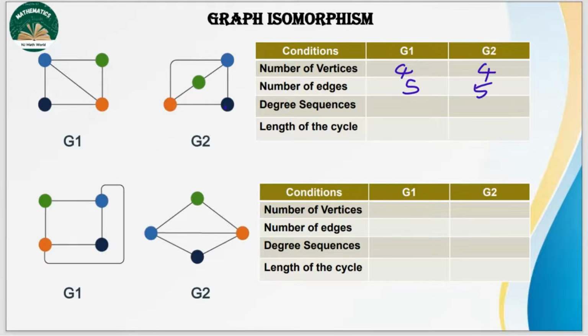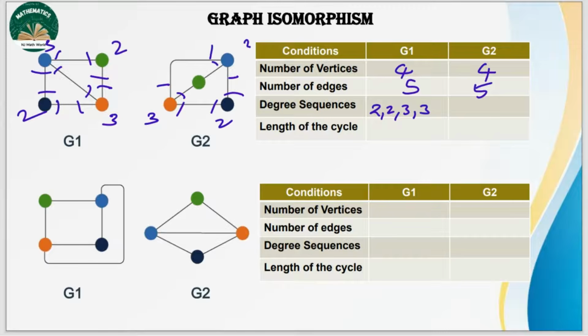Then we have the degree sequence. We'll just see the degree sequence. Here the degree is 3, here the degree is 2, here the degree is 3, and here the degree is 2. So we can write it as 2, 2, 3, 3. For this other graph it is also 2, 2, 3, 3.